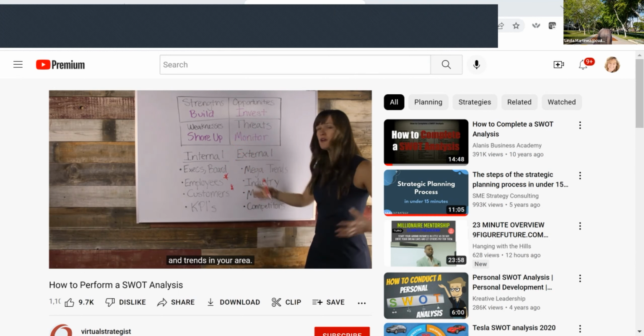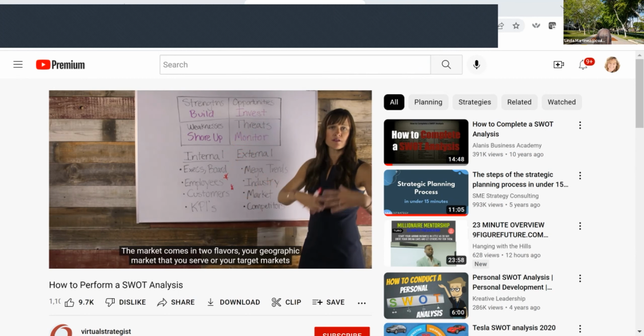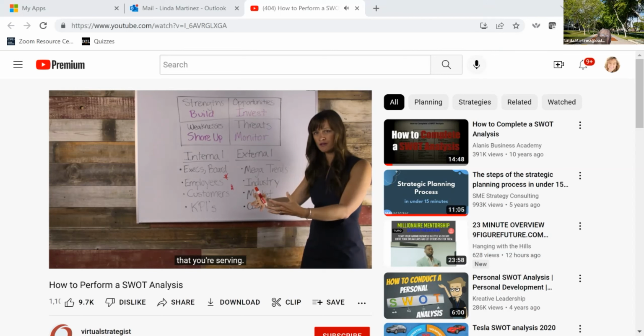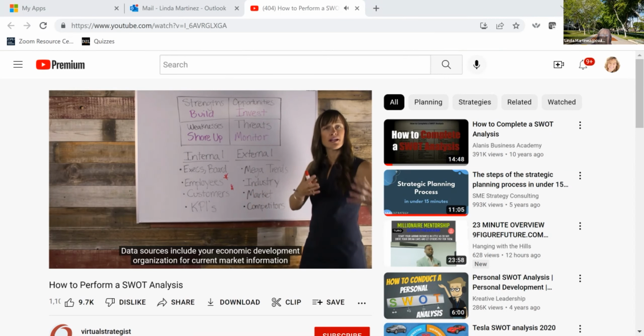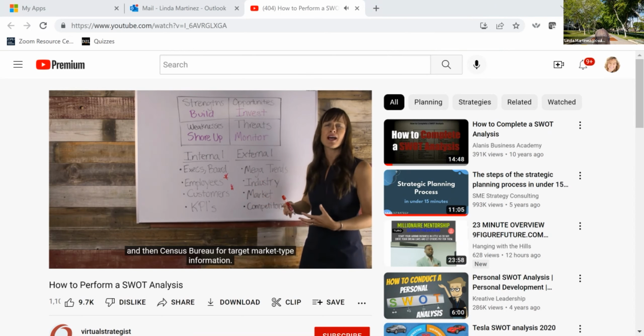Coming in a little bit closer, your market. The market comes in two flavors: your geographic market that you serve or your target markets that you're serving. Data sources include your economic development organization for current market information, and then Census Bureau for target market type information.